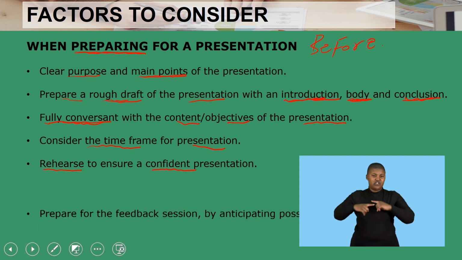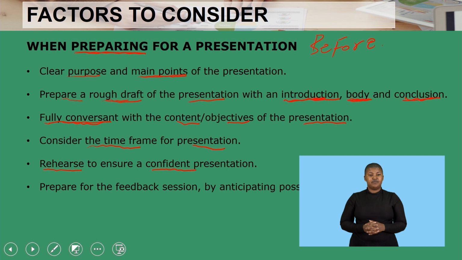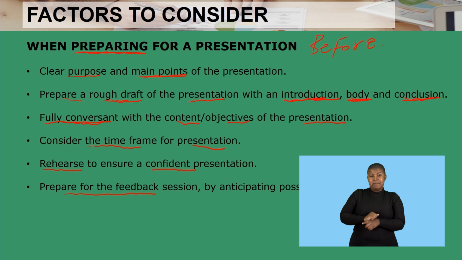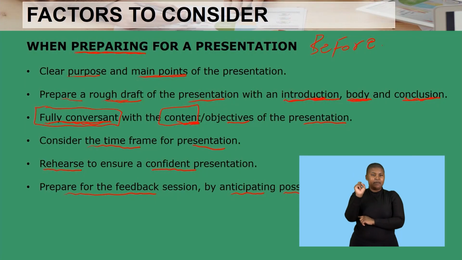As we proceed, then they have to prepare for the feedback session by anticipating possible questions. Hence, it becomes important to be fully conversant with the content of the presentation. The content has to do with what is to be presented. So here we say they need to be fully conversant and they need to know what is to be presented so that they are able to anticipate possible questions.